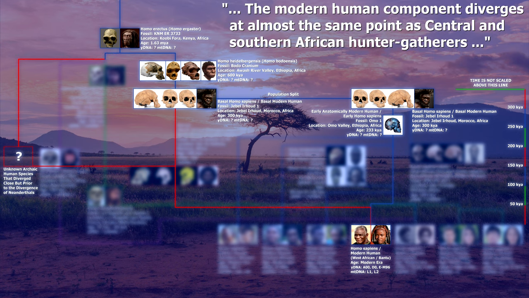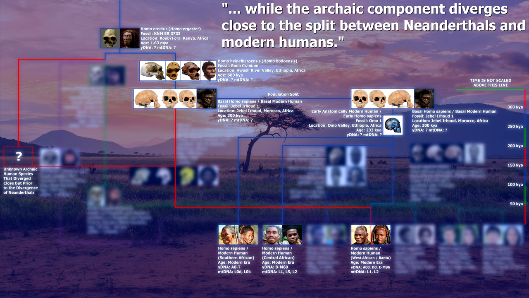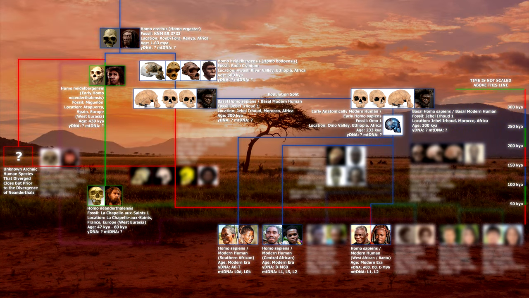The modern human component diverges at almost the same point as Central and Southern African hunter-gatherers, while the archaic component diverges close to the split between Neanderthals and modern humans. End quote. Note that Central African hunter-gatherers are African pygmies and that Southern African hunter-gatherers are Khoi and San peoples.